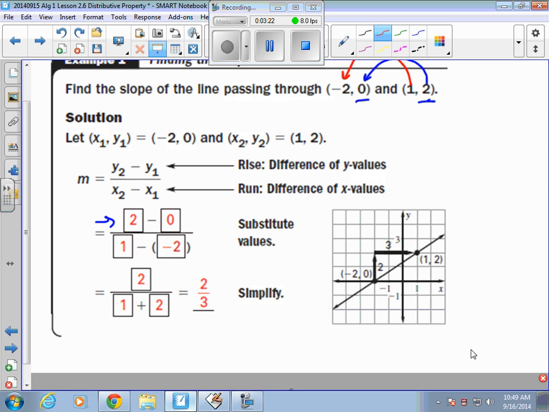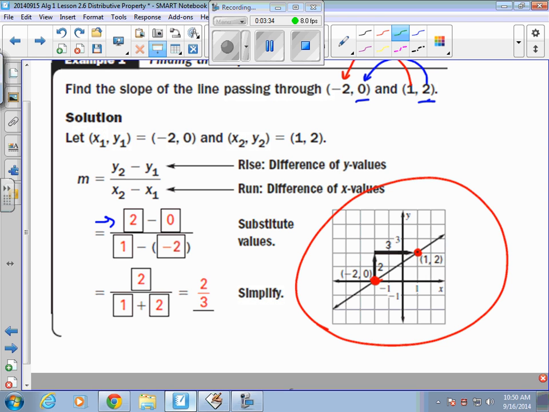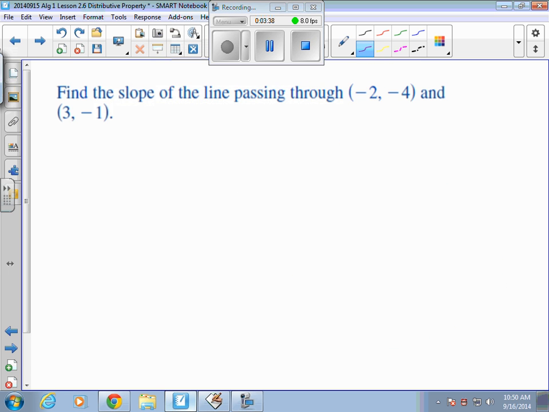If you graph those two points on this picture here, from (-2, 0), which was here, to (1, 2) there, you can count the slope. You can see it goes up 2, and it goes to the right 3 times. Up 2 this way, and to the right 1, 2, 3 times that way. Okay, take about 30 seconds, find the slope of the line passing through these two points.